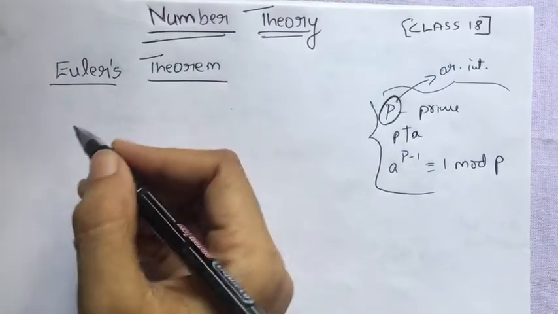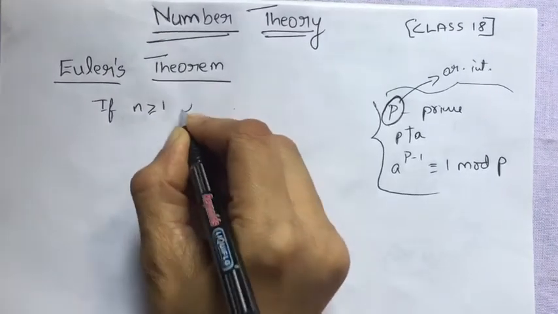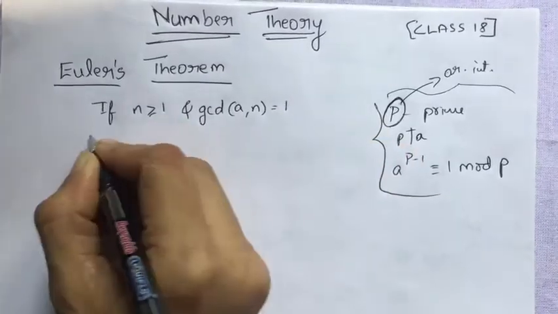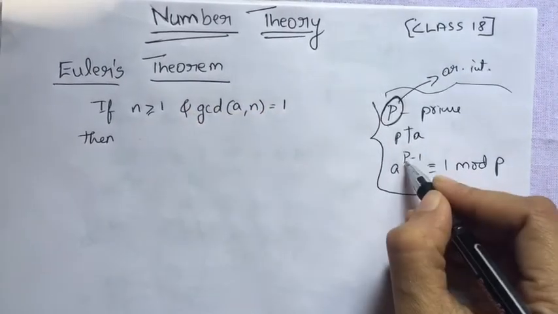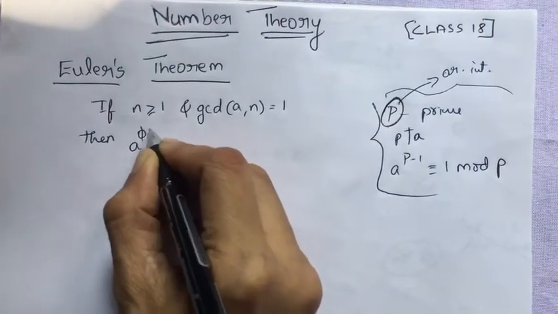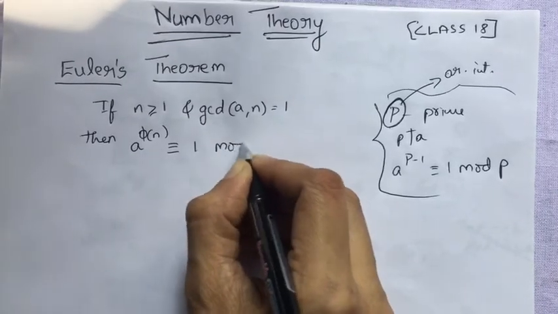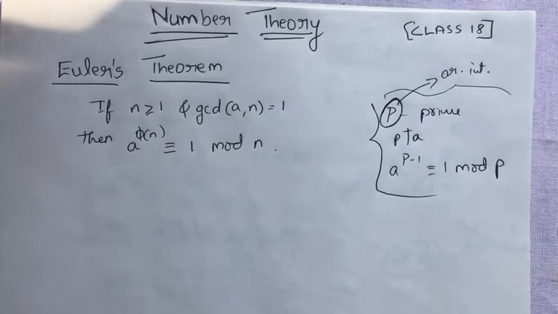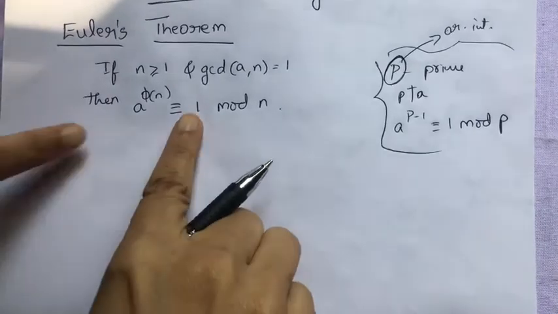Okay, and he wrote his own theorem. It says if n is greater than or equal to 1 and GCD of a comma n equals 1, then instead of a to the power p minus 1, he generalized p to an arbitrary integer n, and he says a to the power phi of n is congruent to 1 mod n. So let us prove this. Before that, let us look at one lemma which helps in proving this.